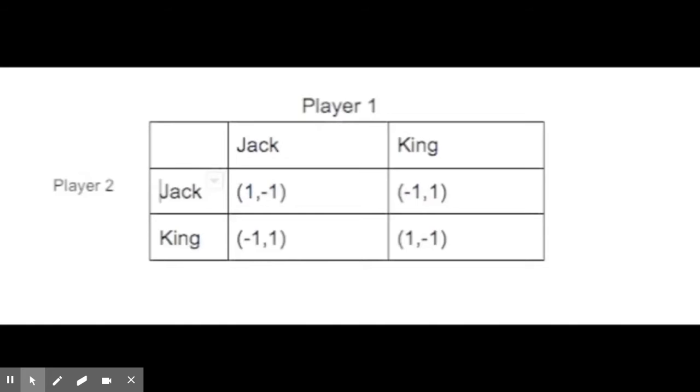Looking at the payoff matrix, you can see that if both players play jack, then player 1 gains 1 point and player 2 loses a point. If both players play king, player 1 gains a point and player 2 loses a point. If the cards are different, like if player 1 plays a jack and player 2 plays a king, player 2 gains a point and player 1 loses a point. Same if player 1 plays a king and player 2 plays a jack, then player 2 gains a point and player 1 loses a point.